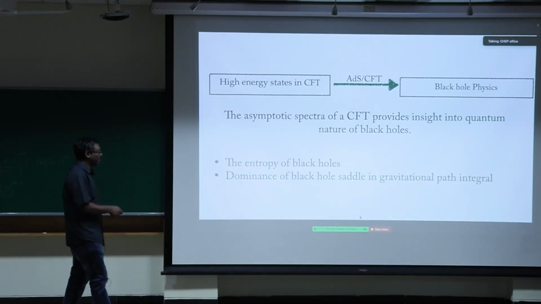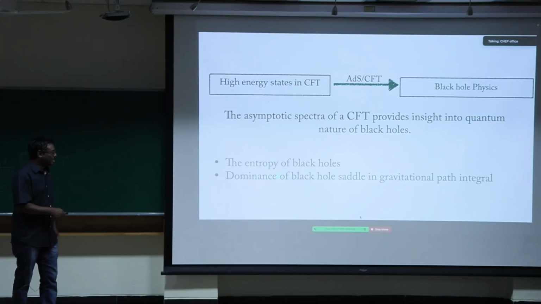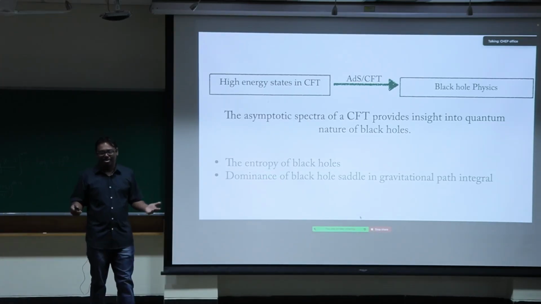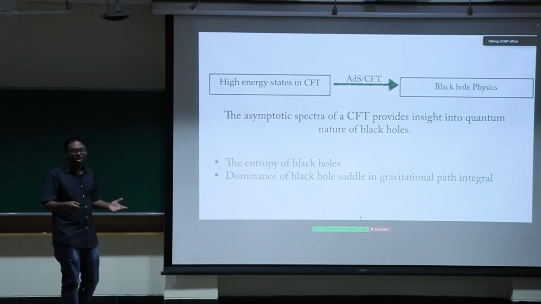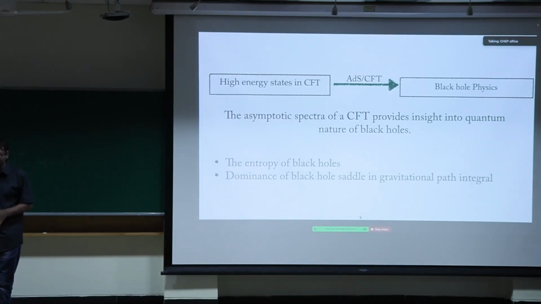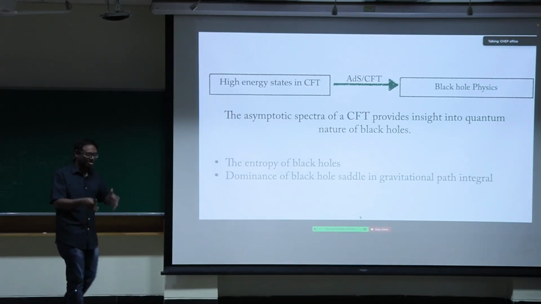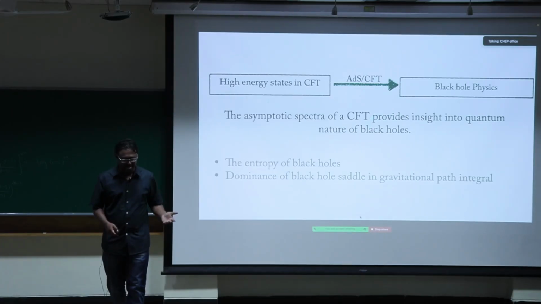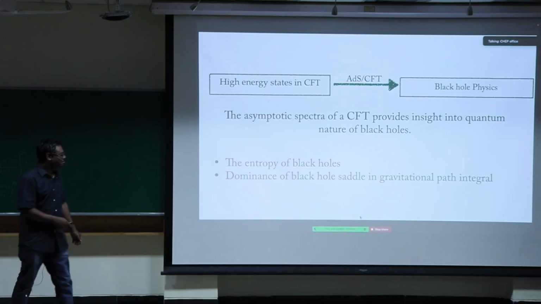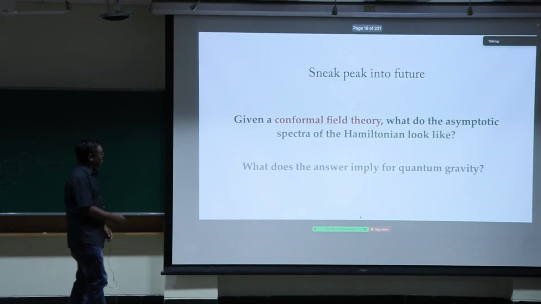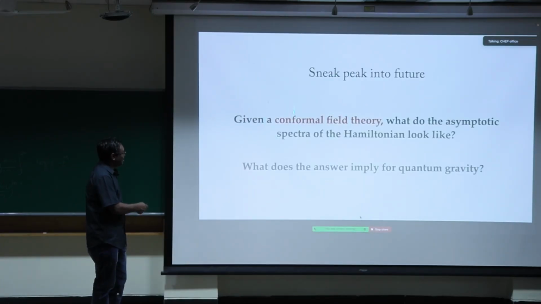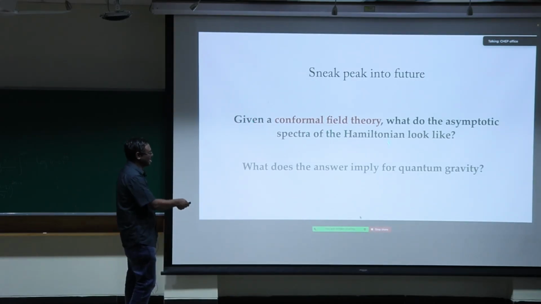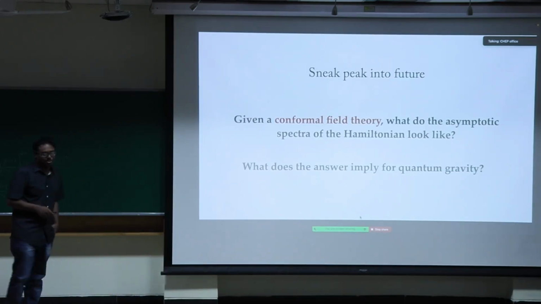In particular, you can compute the entropy of the black hole. You can figure out in a putative quantum gravitational path integral when we have a dominance of a black hole saddle. So once you know some information about the CFT, you can use this dictionary to answer something about quantum gravity in AdS. Again, the first question we will ask is about conformal field theory and the asymptotic spectra. The second question we will ask is, what does the answer imply for quantum gravity?